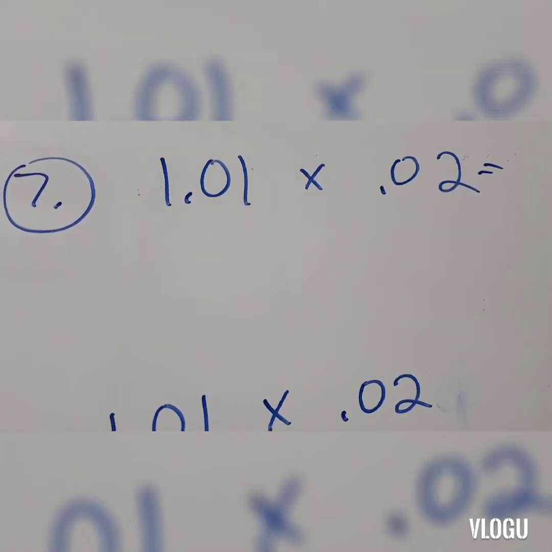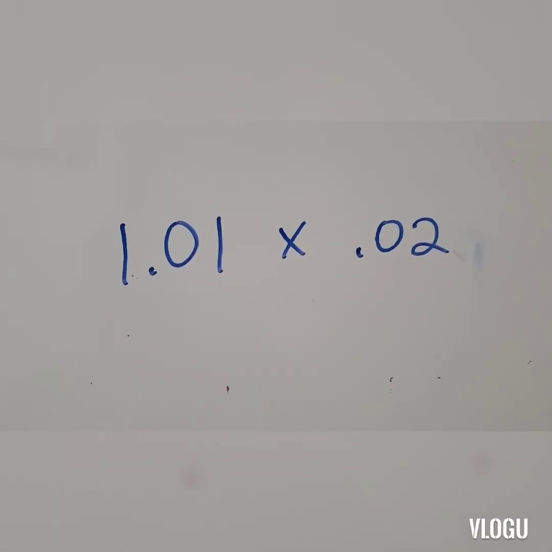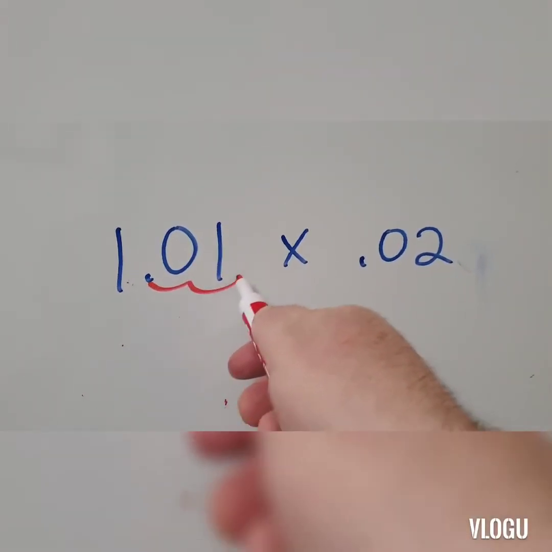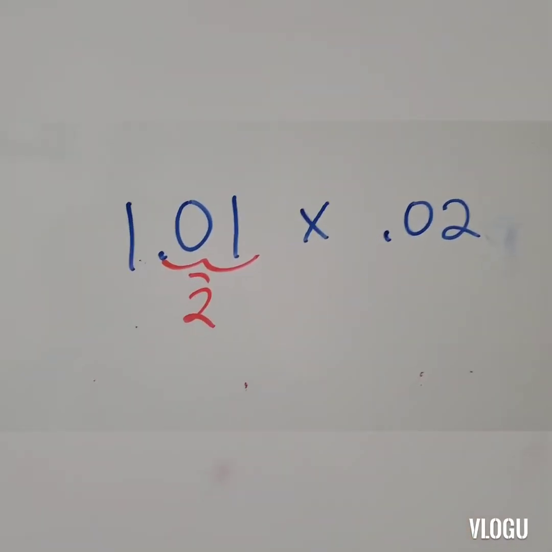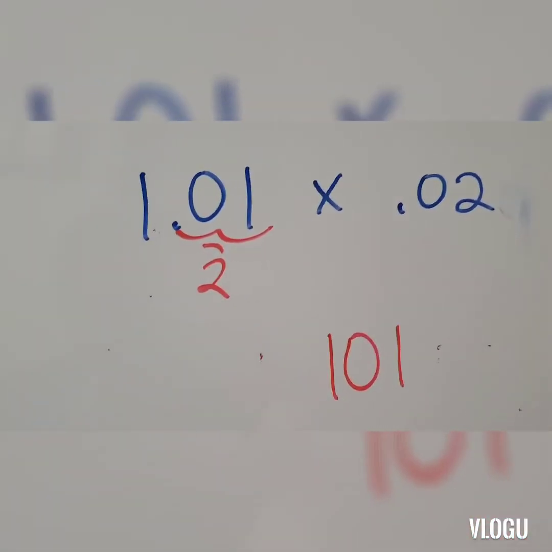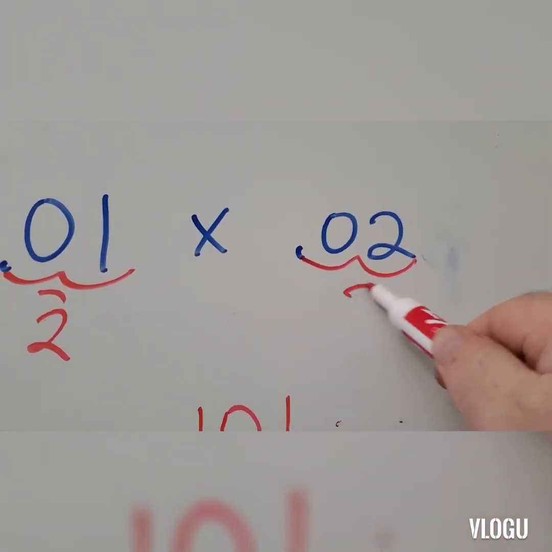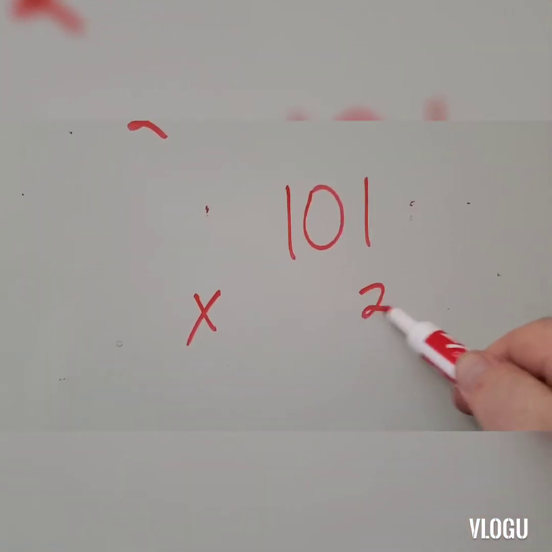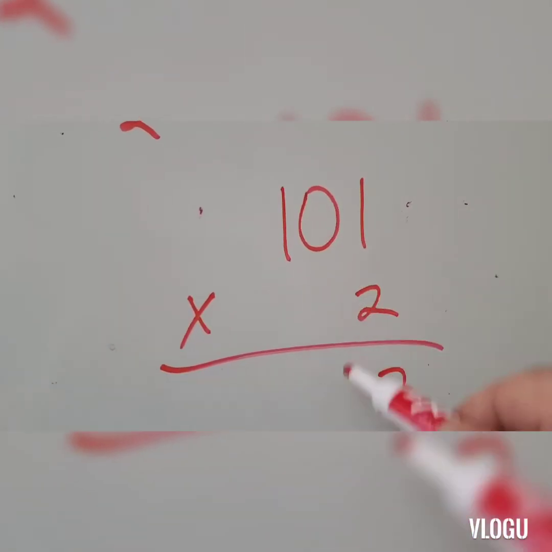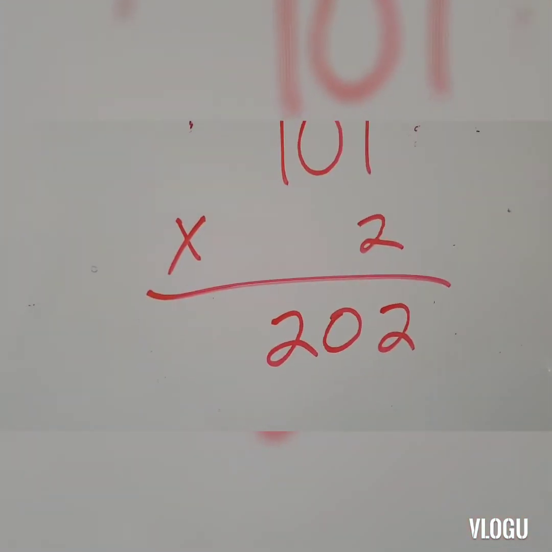Number 7. For number 7, again, this is a little bit different, but it works the same. Let's get rid of our decimal, bloop, bloop, by moving it 2 spots, making that a 101. Let's make this a 2. Bloop, bloop. Slid 2 spots, making this a 2. Multiplication like normal. 2, 0, 2. So my answer is 202.